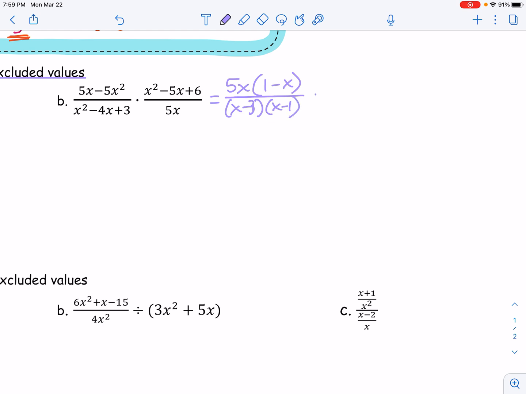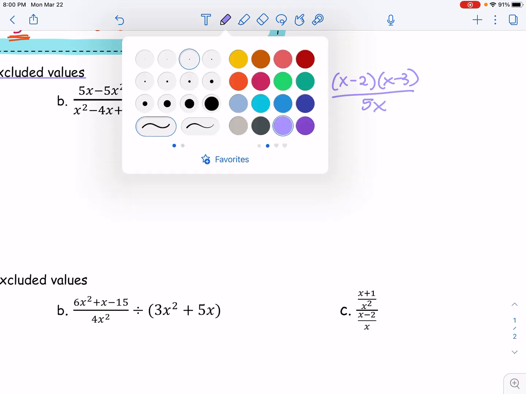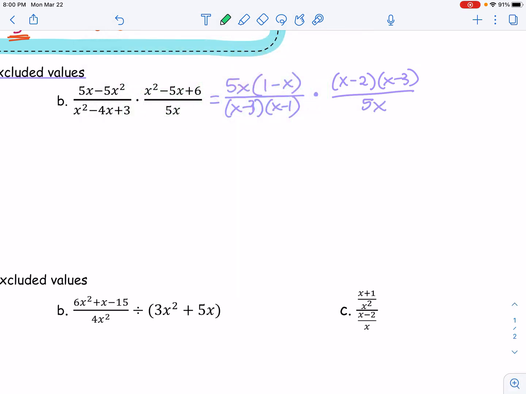And then in the second fraction, I have x squared minus 5x plus 6. So I need factors of 6 that add up to negative 5. So that's going to be a minus 2 and a minus 3 over just the 5x. I cannot factor that. So now that everything is factored, I'm going to go through and see if anything cancels diagonally or up and down.